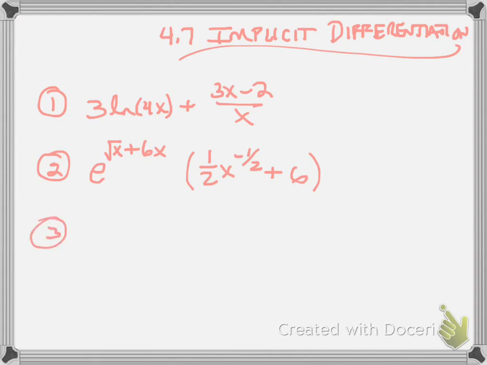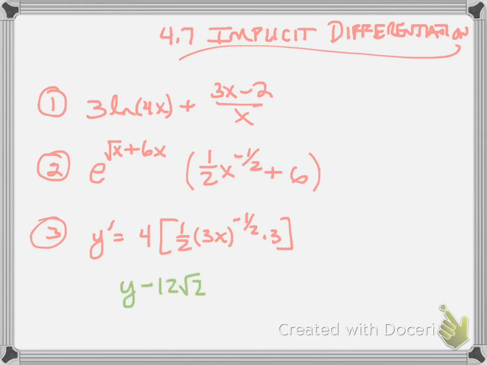Third problem is probably the most challenging. Just so you know the derivative, you'll need that for your slope. The derivative was 4 times 1/2 quantity 3x to the negative 1/2 power times 3. So that was a chain rule. And then the actual equation of the tangent line, which is what they asked you for in that problem, was y minus 12 root 2 equals the slope, which wound up being some ugly number, 6 over radical 18, times x minus 6. Again, we can go over any one of those if you want.